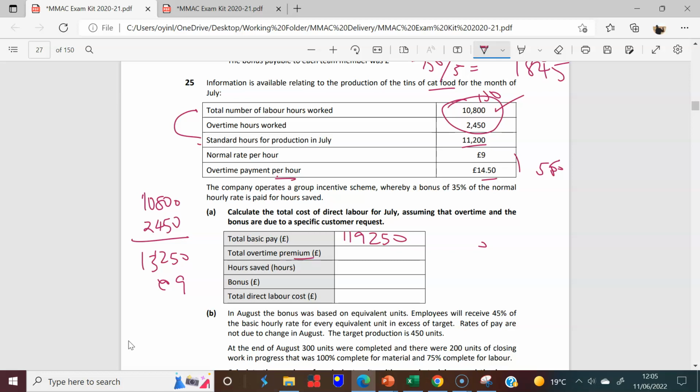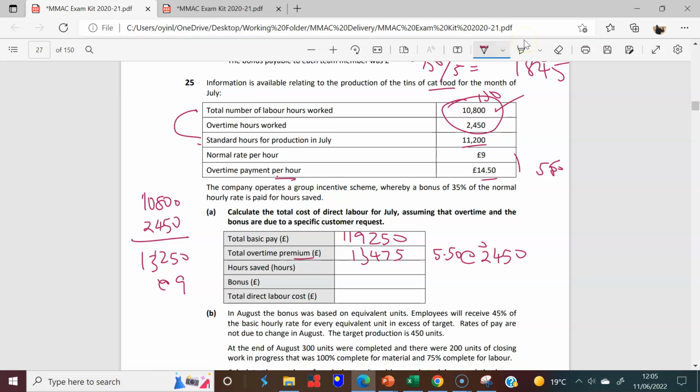Then the premium, of course, is just that extra, isn't it? That £5.50 on the additional hours worked. So you have £5.50 times 2,450 hours, and that's 13,475.